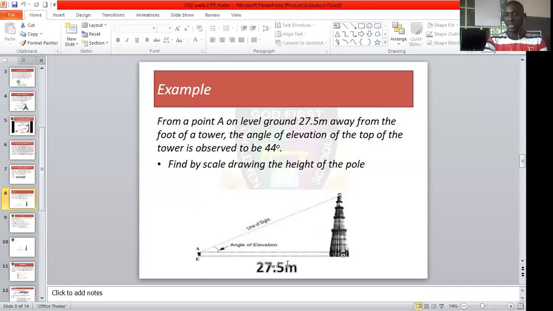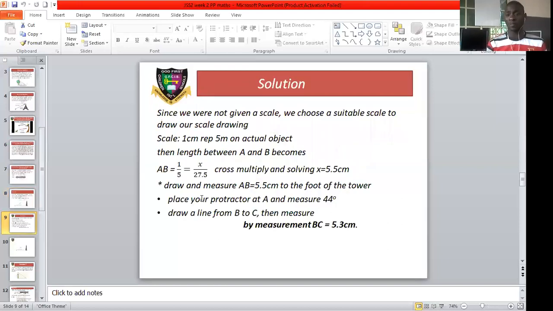That is, you choose; you're not given a scale here. Probably you're given, represent 1 meter on the actual object by 20 centimeters on the scale drawing. A scale can come in any form that is comfortable for you. In case you are not given one, you can choose a suitable scale for yourself, and that is what I did in solving this question.